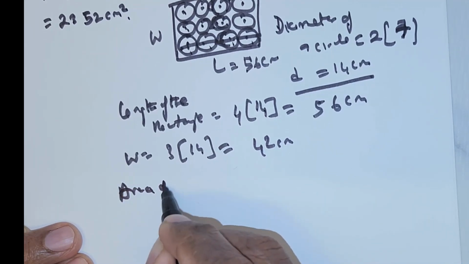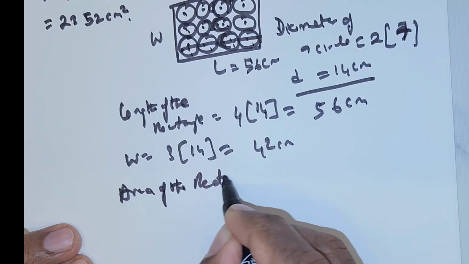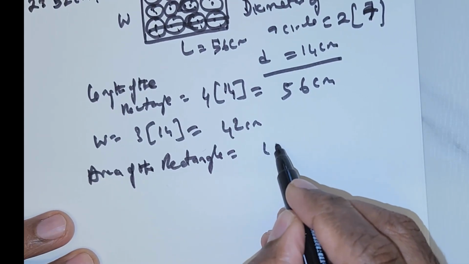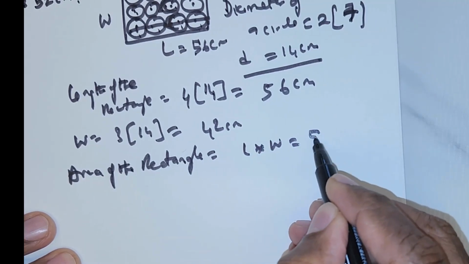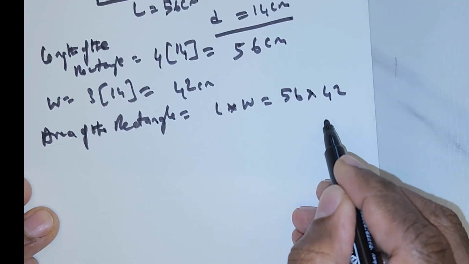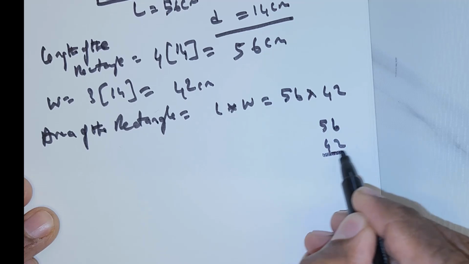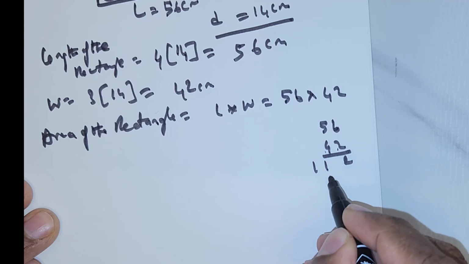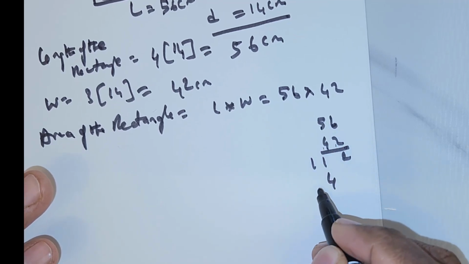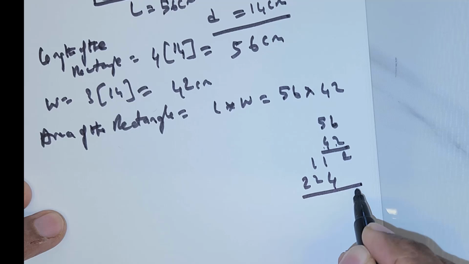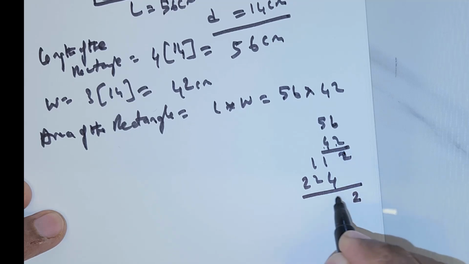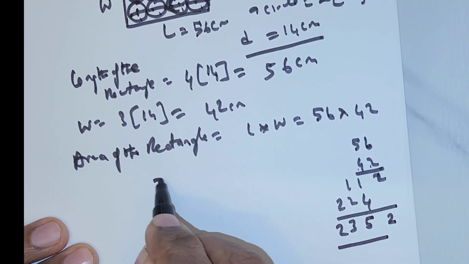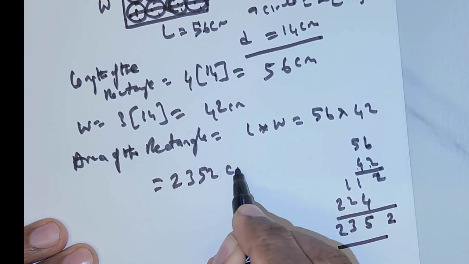So the area of the rectangle is equal to length times width. The length is 56, width is 42. So let us multiply 56 times 42. 6 twos are 12, 1, 5 twos are 10, 11, 6 fours are 24, 2, 5 fours are 20, 21, 22. This is 2, 5, 3, 2. So 2352 cm squared.